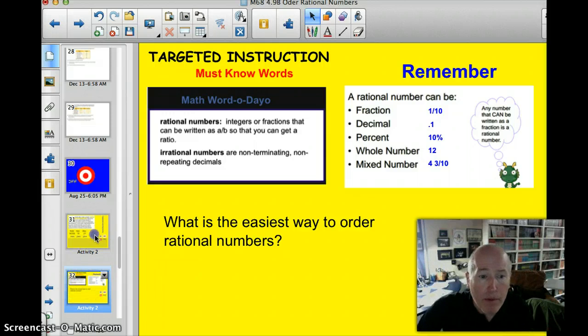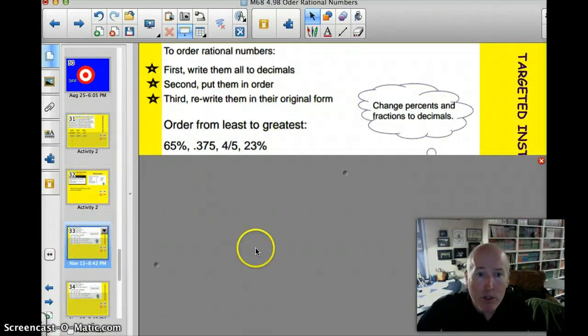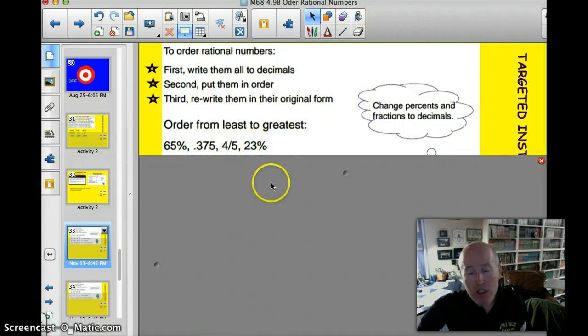All right, here we go. Here's our first problem. We need to order these from least to greatest. So we have 65%, 0.375, 4/5, and 23%. This looks a lot like your test questions will be tomorrow.